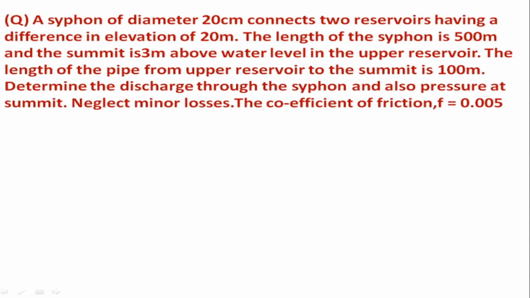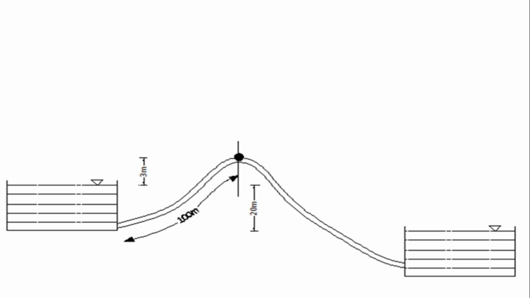A siphon of diameter 20 cm connects two reservoirs having a difference in elevation of 20 meters. The length of the siphon is 500 meter and the summit is 3 meter above the water level in the upper reservoir. The length of the pipe from upper reservoir to the summit is 100 meter. Determine the discharge through the siphon and also pressure at the summit. Neglect minor losses. The coefficient of friction F is equal to 0.005.